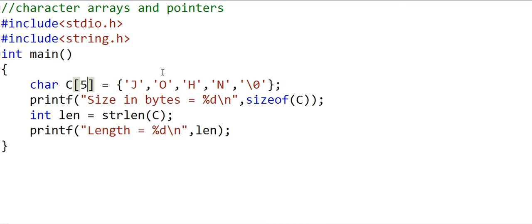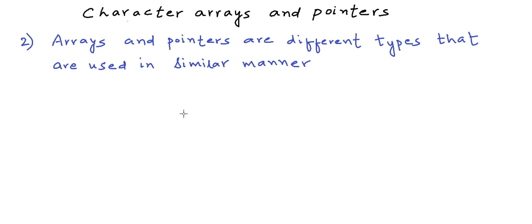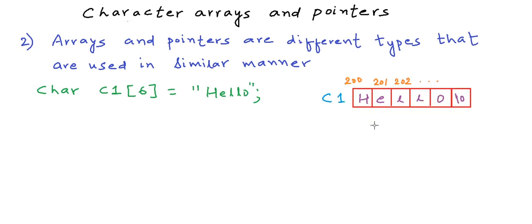The next thing that we need to understand is arrays and pointers are different types that are used in a similar manner. Now, what does it really mean? Let's say we declare a character array C1 of size 6 and initialize it with this string literal, and let's say this is how it gets stored in the memory. Array is stored in one contiguous block of memory. So let's say the first character is at address 200. One character is of size 1 byte, so the next character will be at address 201, and the next will be at 202, and so on.